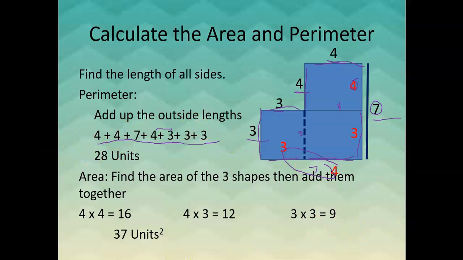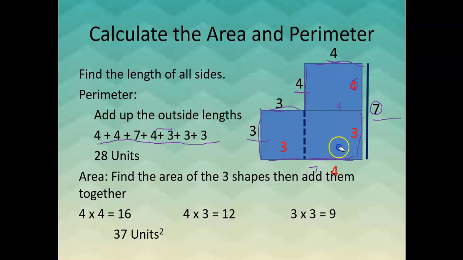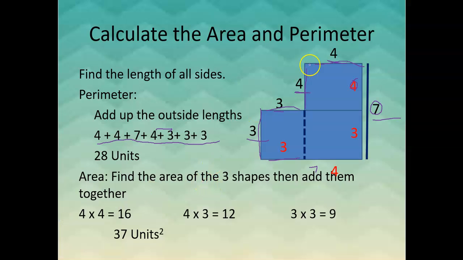All right, to find the area, let's see if I can erase some of the marks that I made up here, clean this up a little bit. To find the area of a shape that's a composite of different shapes, again, we've got to find the area of the different pieces. So find the area of the 3 shapes. This first square right here, to find the area of a square is 4 times 4. So this area is 16.